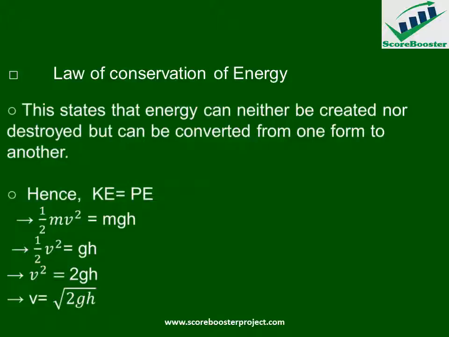Then we can cross multiply. When we cross multiply, we get v square equals 2gh. Then you make v the subject by square rooting both sides, and that will give us v equals root 2gh. So we have to take note of this, v equals root 2gh, as we will need it later.